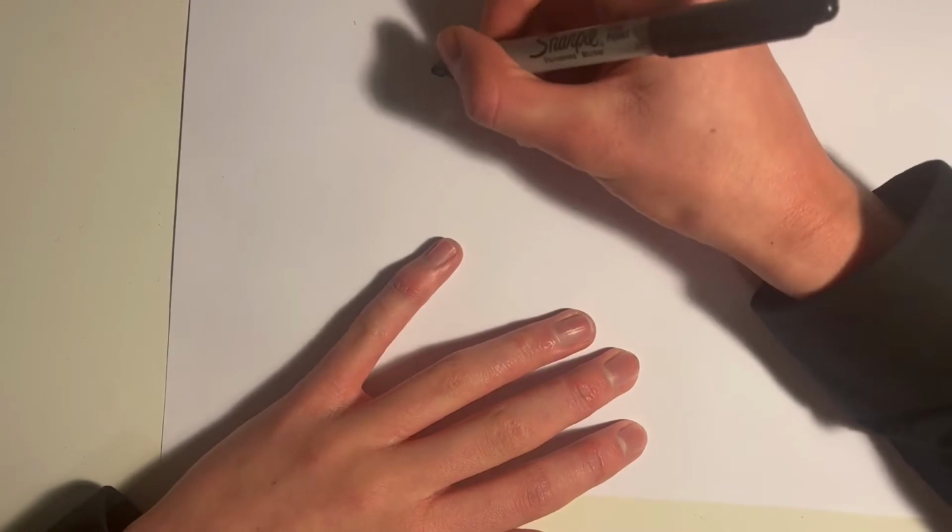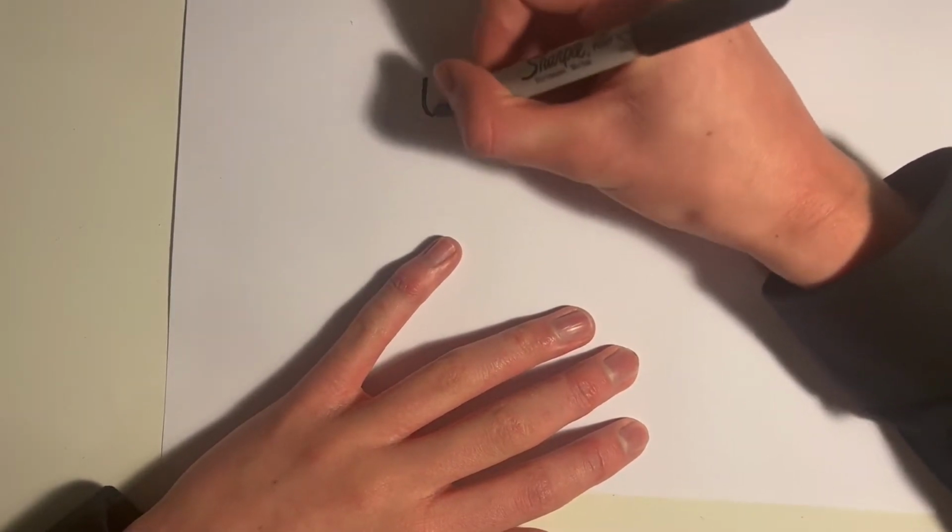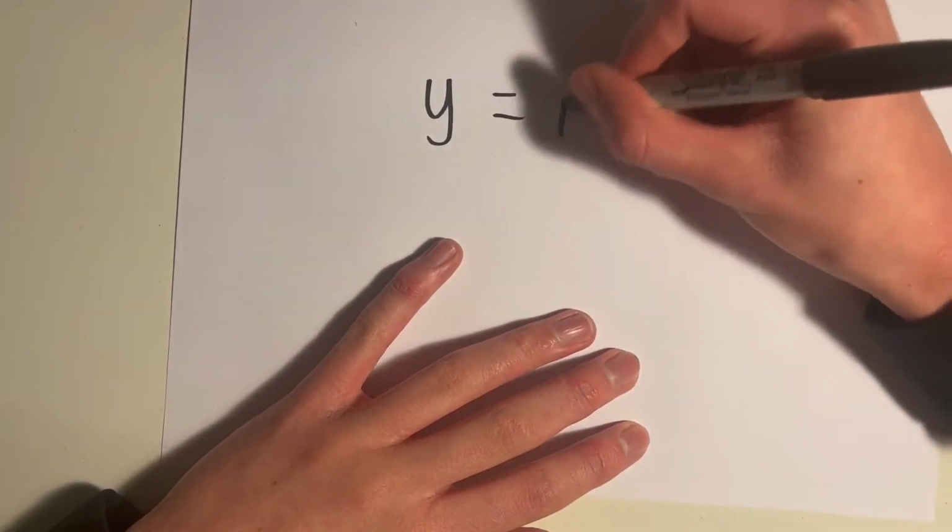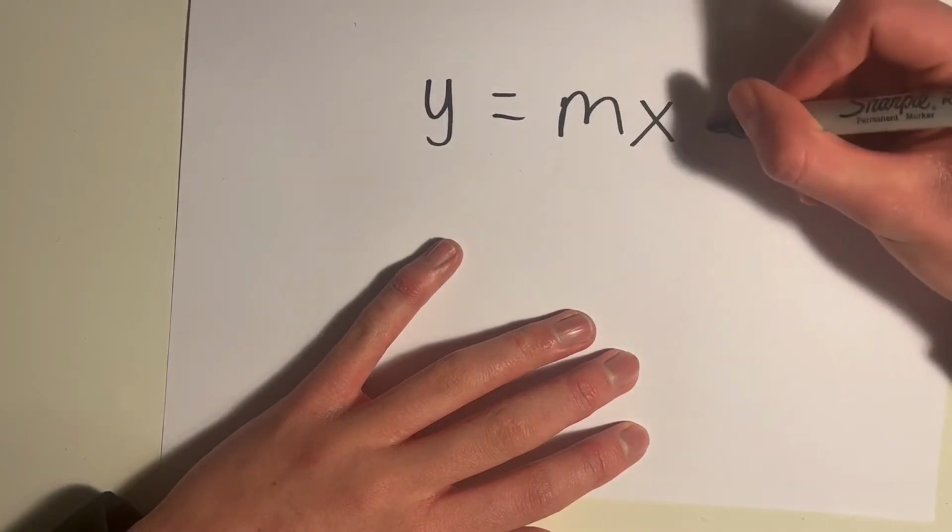Today we're going to be doing some straight line graphs. So without further ado, let's get right into it. So basically, for a straight line, there's always an equation that applies to all of them, which is, remember it, y equals mx plus c.